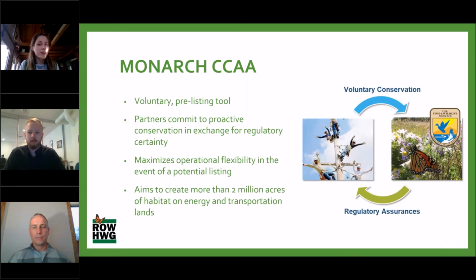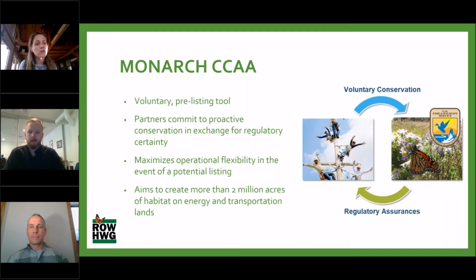So a little bit more about the Monarch CCAA. In short, the CCAA stands for Candidate Conservation Agreement with Assurances. This is a voluntary pre-listing mechanism that the Fish and Wildlife Service has that essentially incentivizes partners to commit to doing proactive voluntary conservation, in this case for the monarch butterfly. And in exchange, they receive regulatory assurances that if the monarch butterfly were to become a listed species, they would not be required to do additional conservation work or have additional restrictions or requirements upon them.